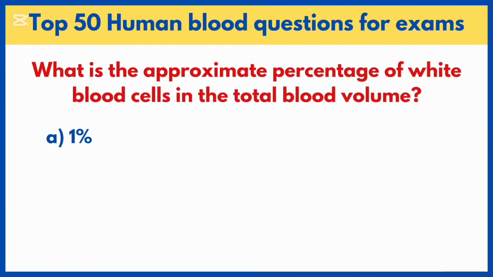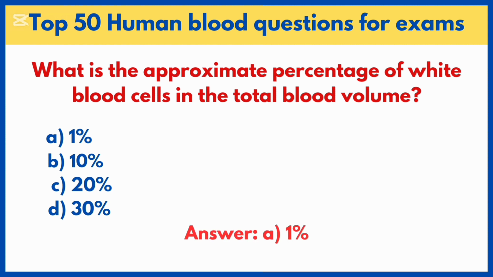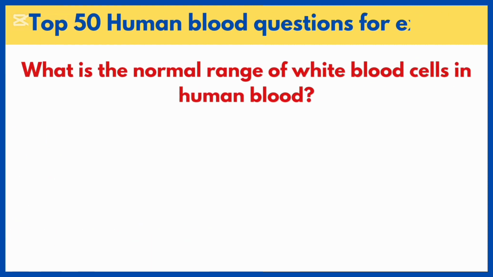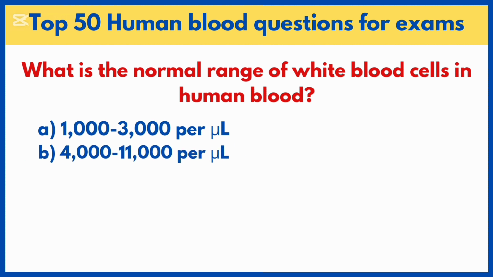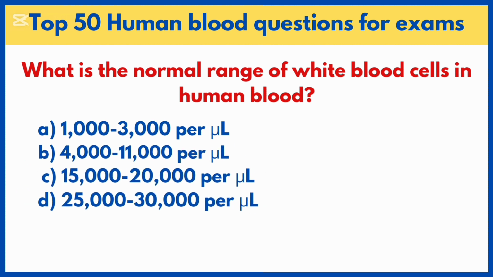What is the approximate percentage of white blood cells in the total blood volume? Correct answer is option A, 1%. What is the normal range of white blood cells in the human blood? Correct answer is option B.